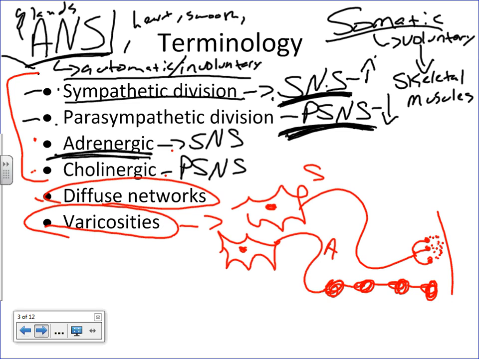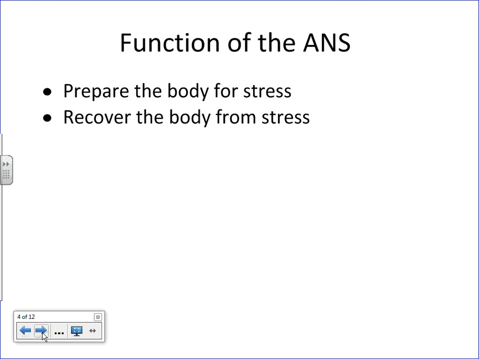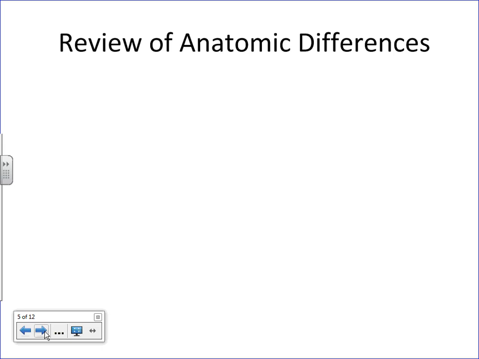So let's briefly review the anatomic differences between the somatic and the autonomic nervous system. We've already more or less hit on the functions, but let's review this just so you guys can have it fresh in your head. So the somatic nervous system, remember, we're talking one long motor neuron.